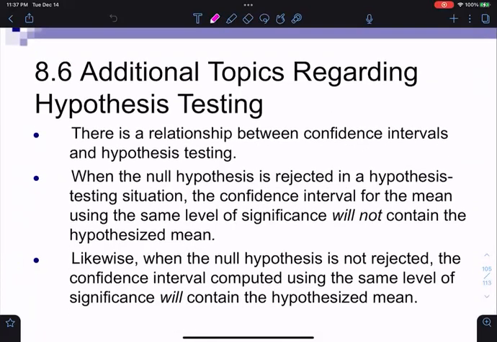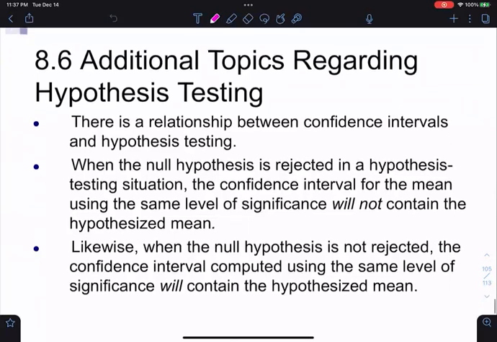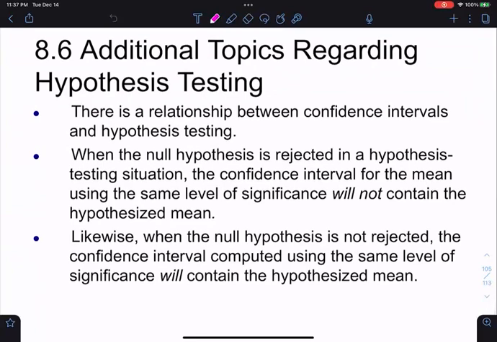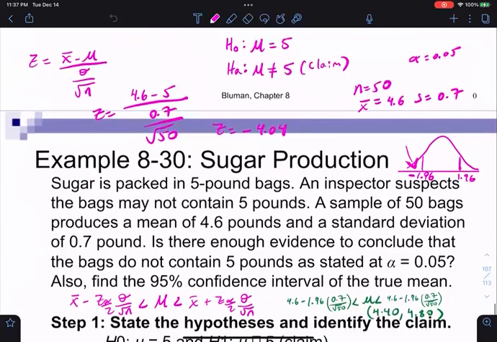So here you have additional topics regarding hypothesis testing. There's a relationship between the confidence interval and the hypothesis testing. Well, that's very obvious. When the null hypothesis is rejected in a hypothesis testing, the confidence interval for the mean using the same level of significance will not contain the hypothesized mean. Likewise, when the null hypothesis is not rejected, the confidence interval computed using the same level of significance will contain the hypothesized mean. Okay, so let's see an example here.